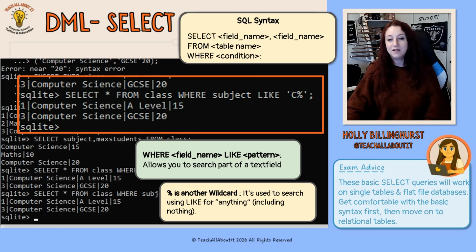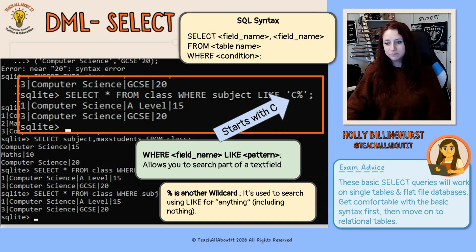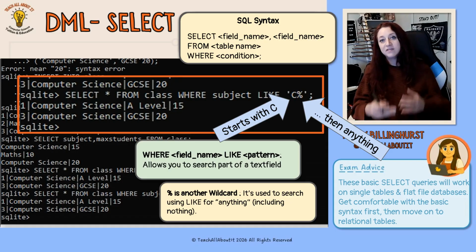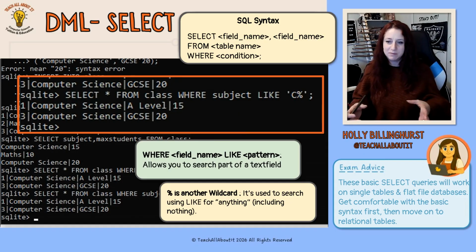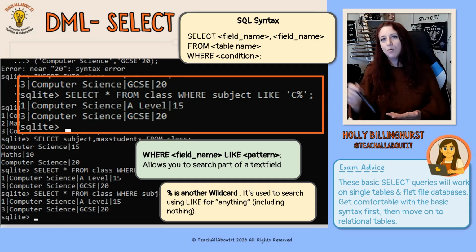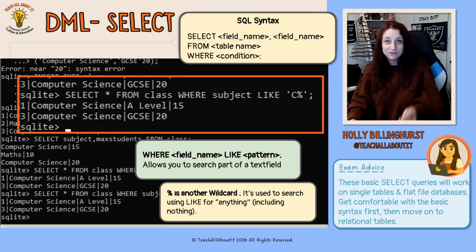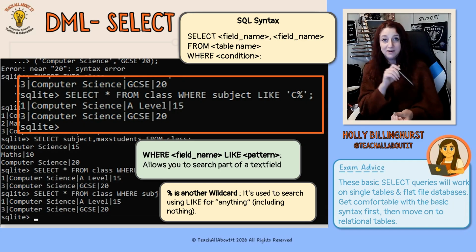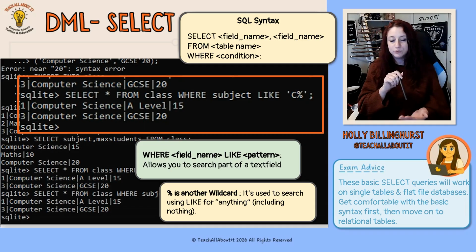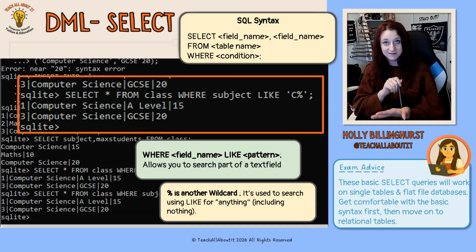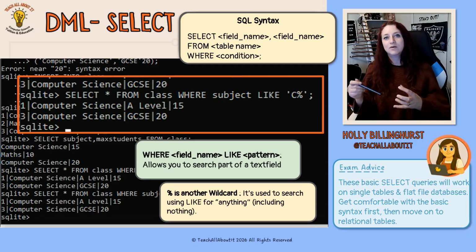So here like means similar, then this is the data, and this is a wildcard. And a wildcard means something or nothing. Now if I expand that a little bit more, it means 0 or more characters. So if I had a class that was literally called C, that would also be like C. If it was called computing, that starts with the letter C, so it's anything or nothing.